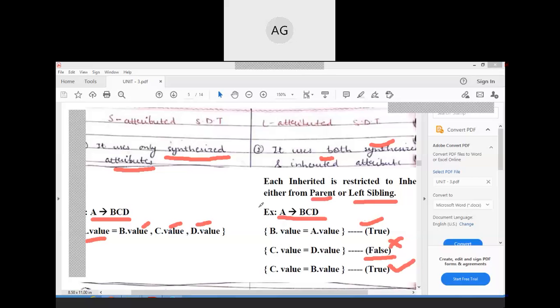So just remember it. S attributed SDT uses only the synthesized attributes, whereas the L attributed SDT uses both the synthesized as well as the inherited attributes. So this is the first point of their difference. Now moving on.